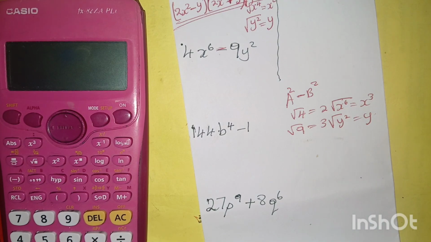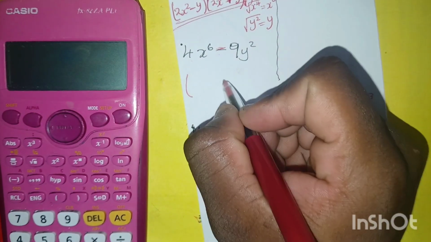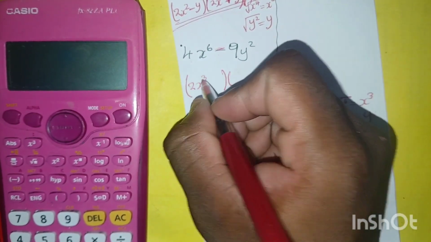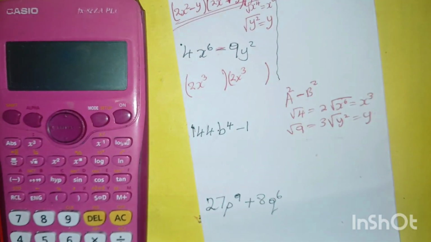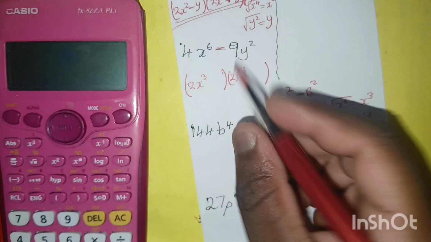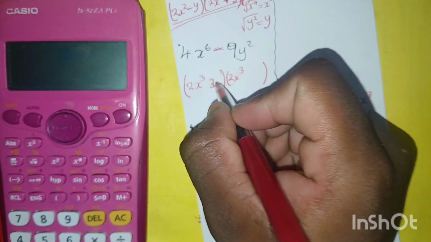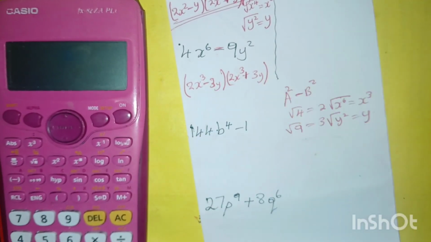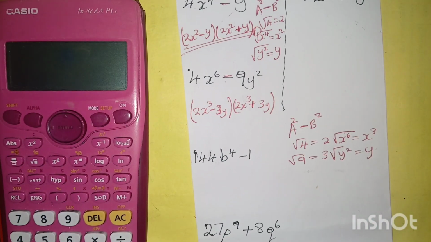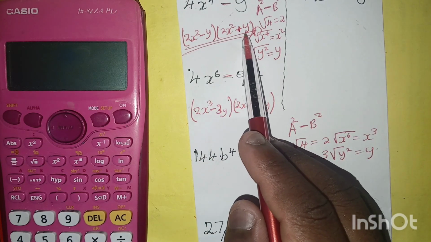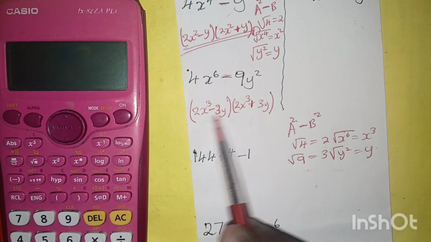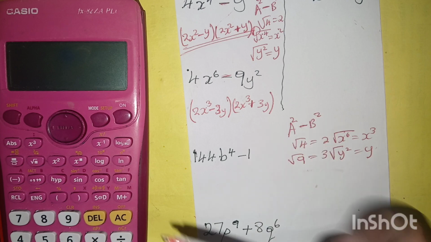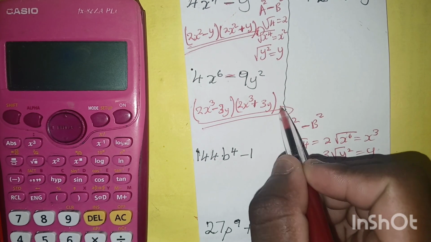So let's apply difference of two squares. You just say open, close, open, close. The square root of this thing is 2x cubed, 2x cubed. And the square root of this one now is 3y, 3y. You can say minus or you can say plus. It doesn't matter. You can start with minus, plus or minus. It doesn't matter, guys, as long as you know how to apply the difference of two squares.